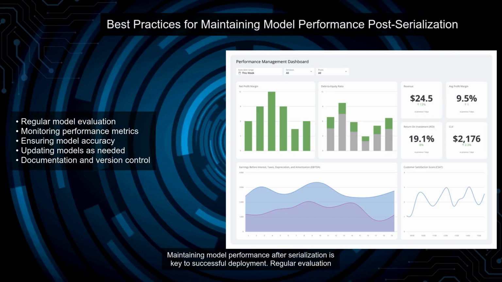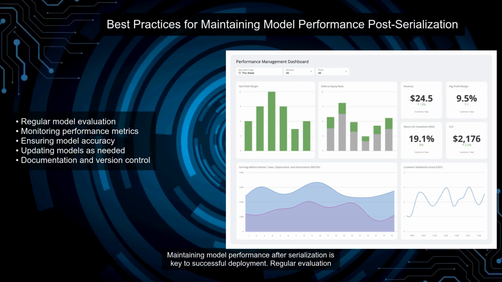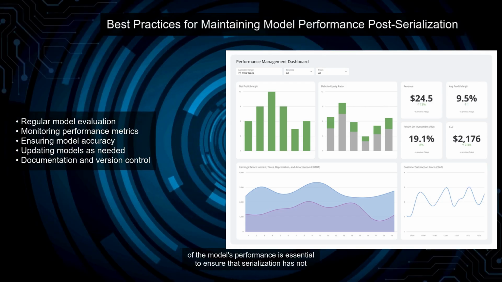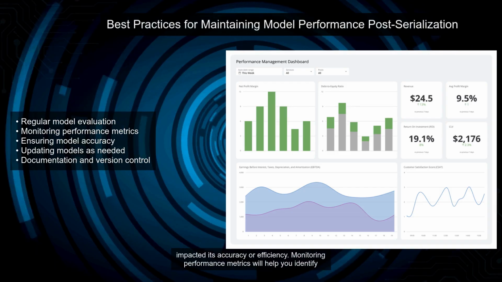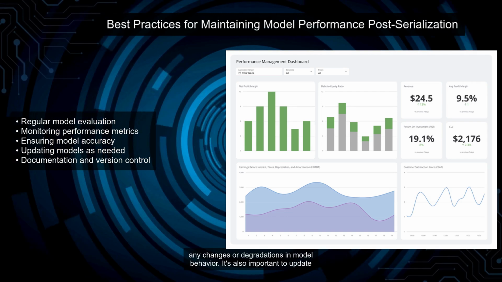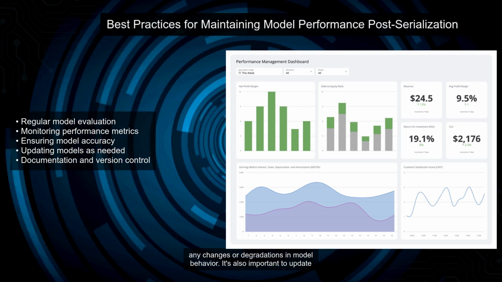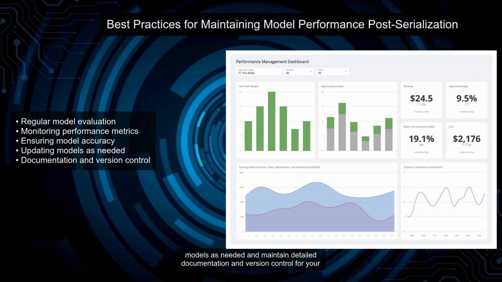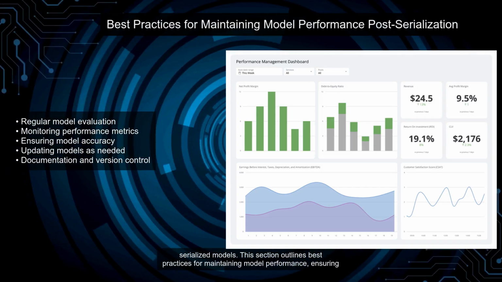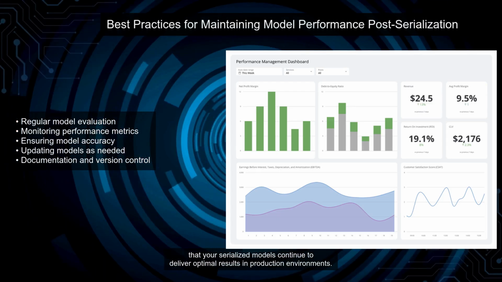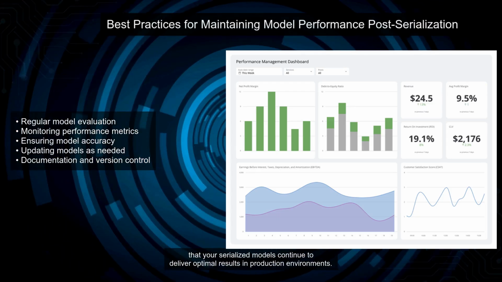Maintaining model performance after serialization is key to successful deployment. Regular evaluation of the model's performance is essential to ensure that serialization has not impacted its accuracy or efficiency. Monitoring performance metrics will help you identify any changes or degradations in model behavior. It's also important to update models as needed and maintain detailed documentation and version control for your serialized models. This section outlines best practices for maintaining model performance, ensuring that your serialized models continue to deliver optimal results in production environments.